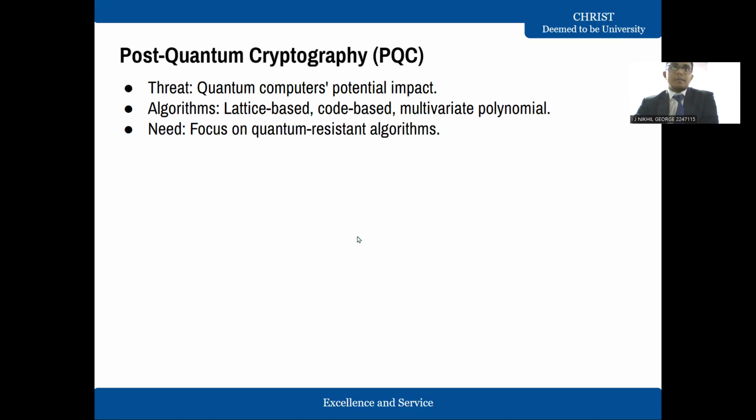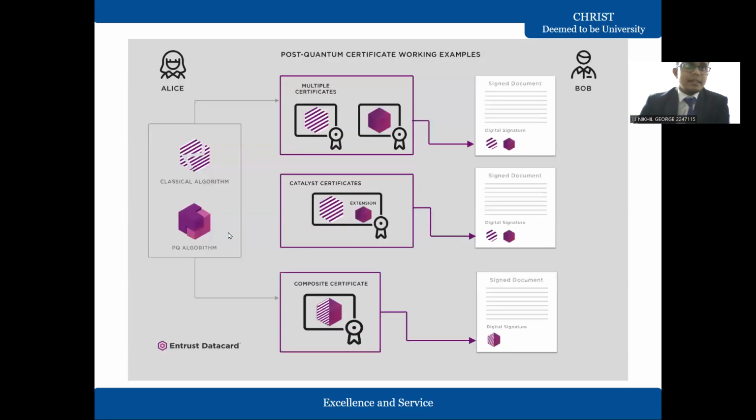The reason I am talking about PQC is because of the quantum resistance. Here I'll be showing you how the classical algorithm is different from PQ algorithms. With classical methods, you use your certificates, CA, all those things to sign the documents. But here you'll be using a composite certificate, composite in the sense that it's a combination.